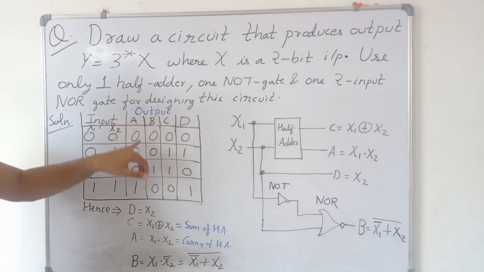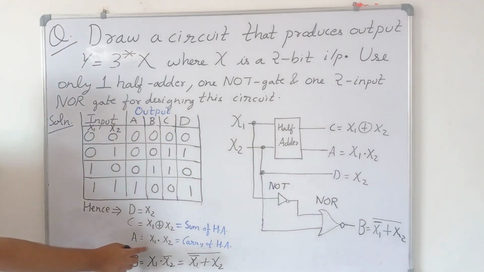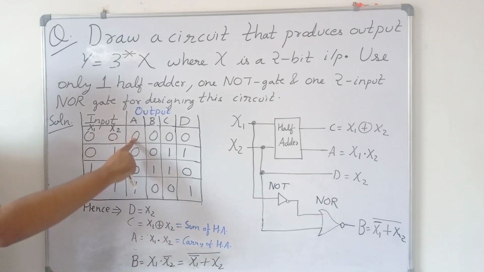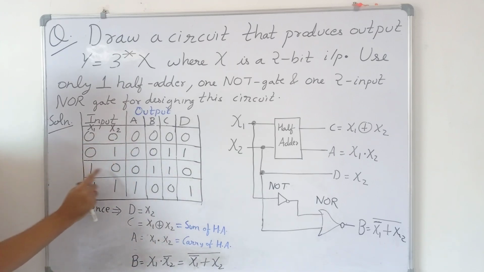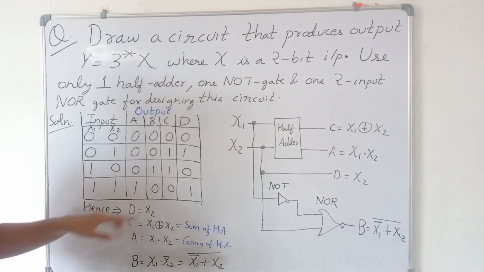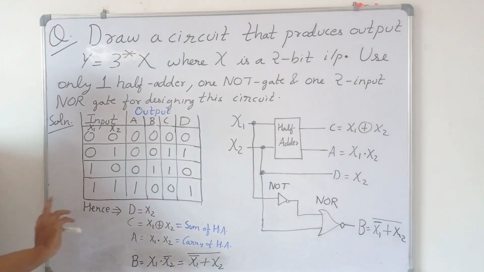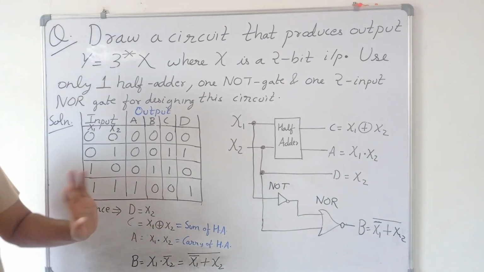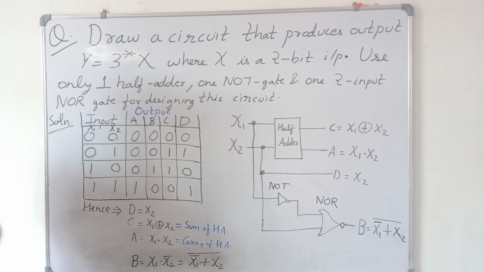Similarly, A is equal to X1 dot X2, so AND operation between X1 and X2. So 0 0 0, 0 1 0, 1 0 0, 1 1 1. ANDing of 1 and 1 is 1. So this will be the sum of half adder, this will be the carry of half adder, and D is equal to X2. So for D we do not need any logic gate. Simply D is equal to X2 only.